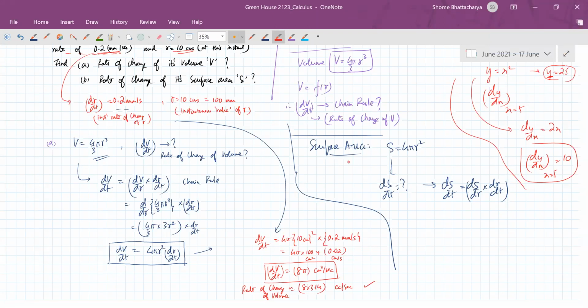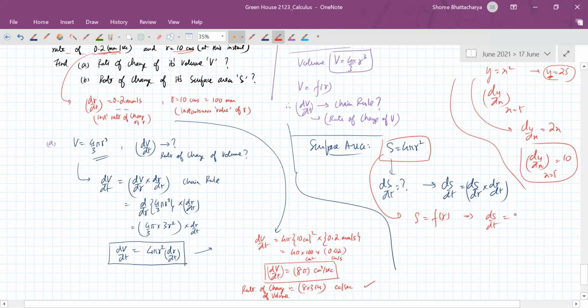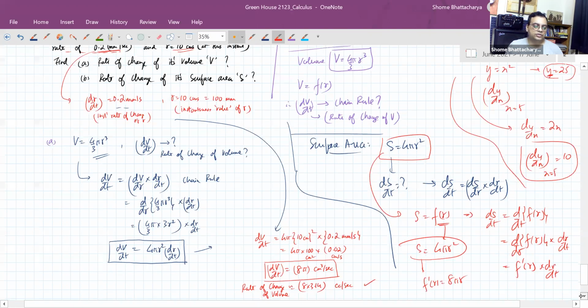Yes, sir. So same thing over here. You have to start with s as a function of r. So s is a function of r, and ds by dt is the rate of change of that function with respect to time. And then I'm using the chain rule formula. So it becomes differentiation with respect to r of that function into dr by dt. Now that function in this case is 4 pi r square. So the derivative of that function will be 8 pi r. So that's how we'll get the second part.